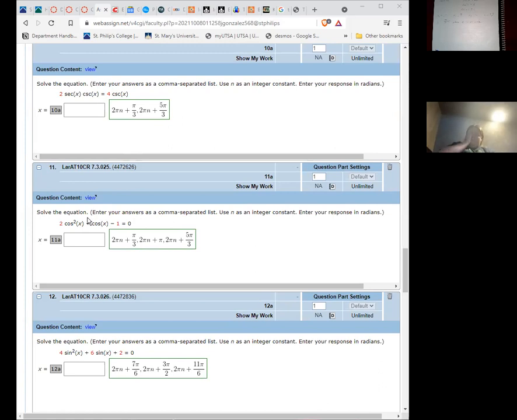Number 11 looks different. Same with cosine. Let's do 11. Oops. Five? Yeah, 5.